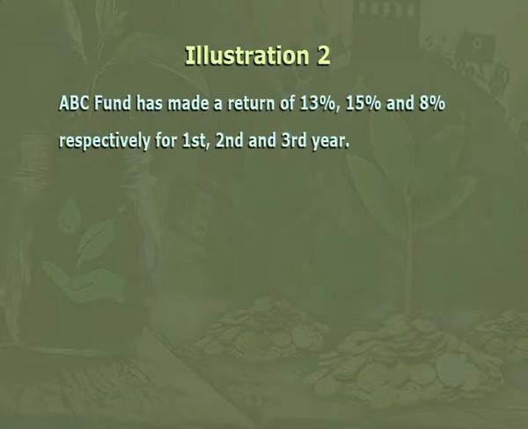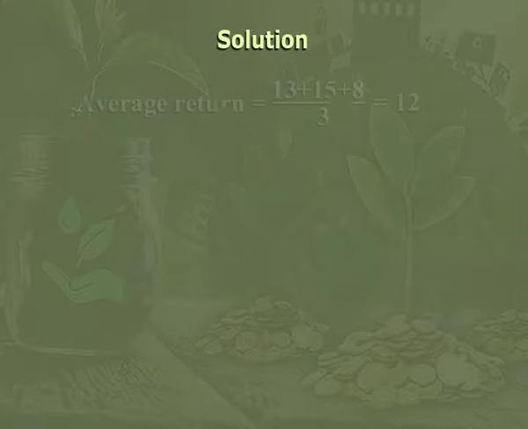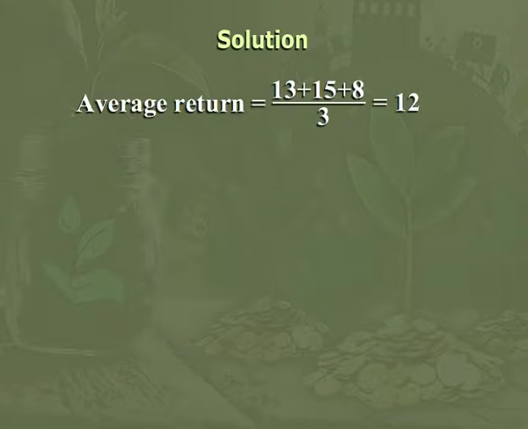For example, ABC fund has made a return of 13%, 15% and 8% respectively for the first year, the second year and the third year. Let's calculate the standard deviation of the return of the fund. The solution goes like this.